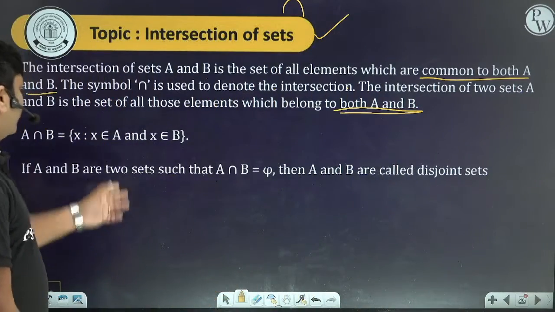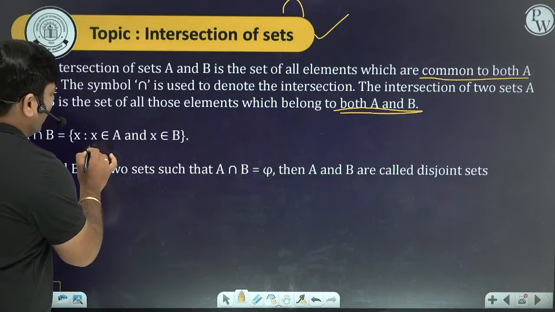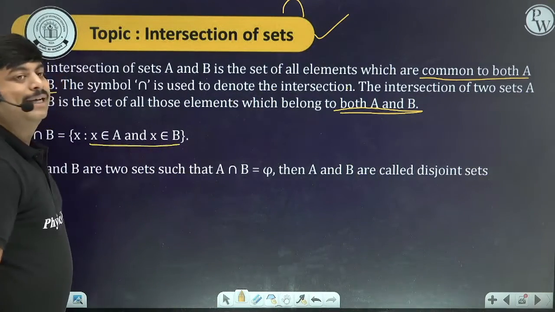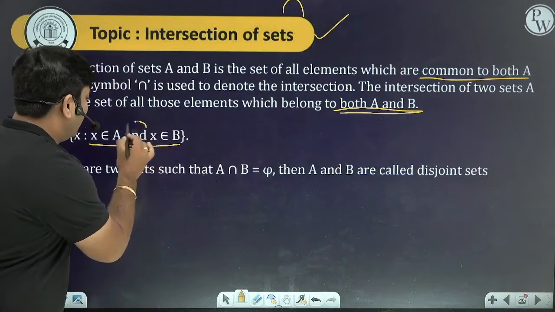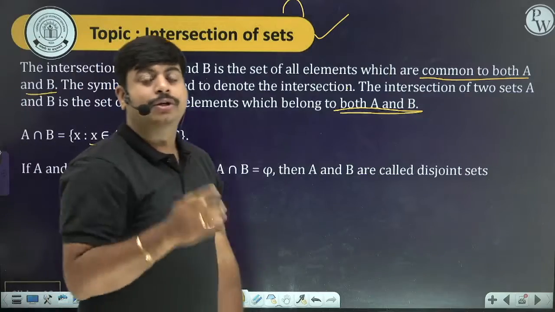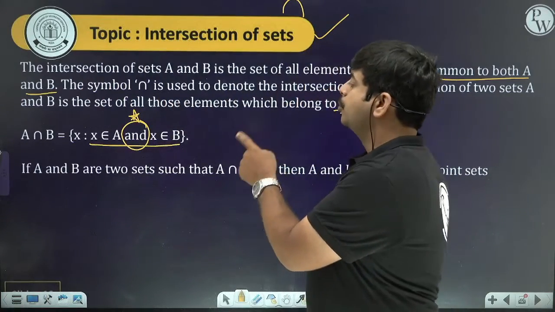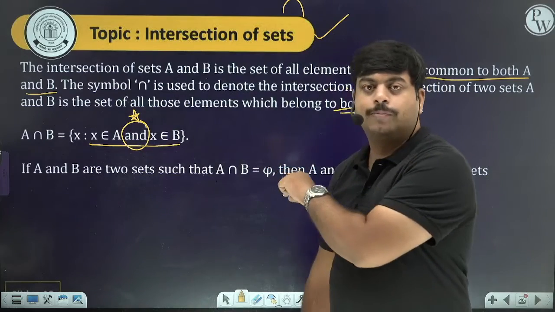Okay, so we can write it like this: x such that x belongs to A and x belongs to B. If you compare with union, there you get OR, but in this case it is AND. x belongs to A and x belongs to B.